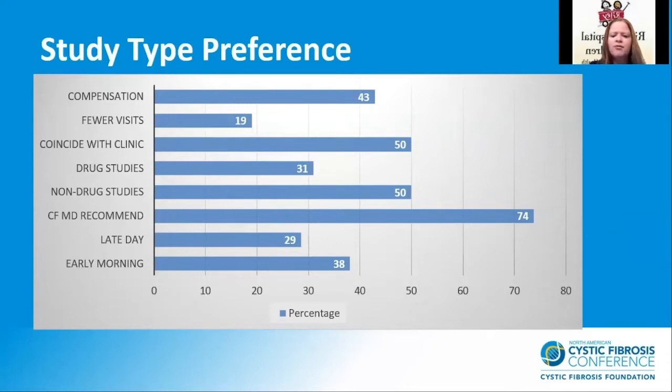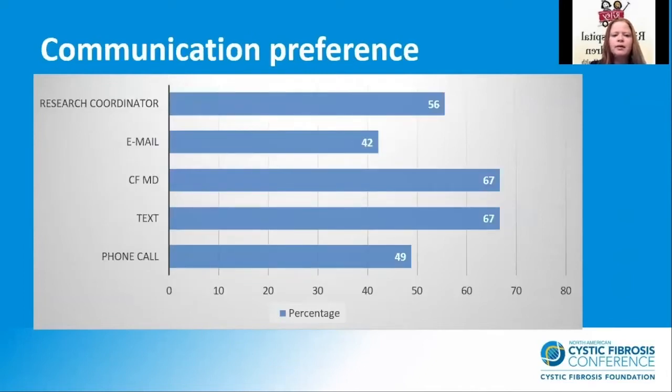Non-drug studies was also at 50%. The ones with fewer visits was only at 19%, which was a little bit surprising, that they really didn't care that they had a fewer number of visits. For communication preference, the top two choices were from the CFMD to tell them about studies and to receive information via text. The two least common were from phone calls and from email.